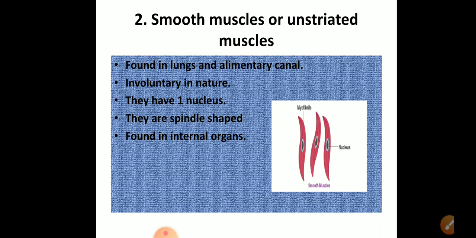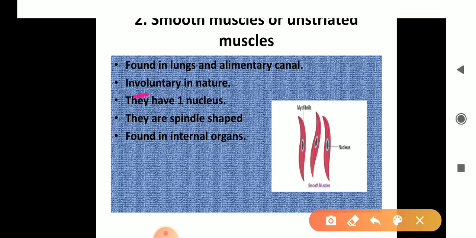What's the meaning of visceral organ? It means those organs which are inside the body cavity, on which we do not have our control. These are also involuntary in nature. In the respiratory system, excretion, and digestive system, different types of movement take place inside the body cavity or in the visceral organs, and that is controlled by smooth muscles. They also have one nucleus and they are spindle shaped. Spindle shape means this type of shape, having tapering ends. In the middle it is broad and the ends are tapering. And these are found in the internal organs, as I told you earlier.